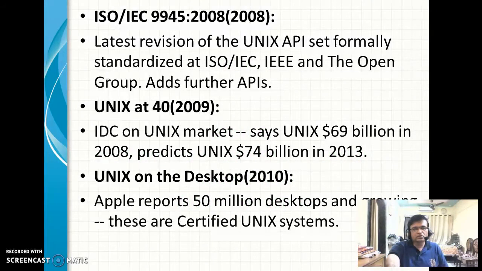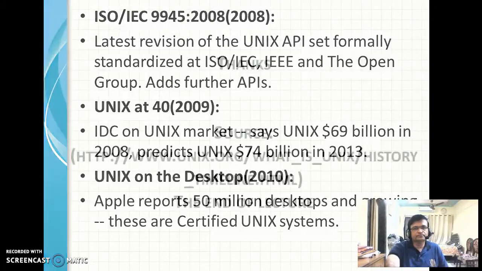Unix came onto the desktops in 2010. Apple reports around 50 million desktops and still growing. These are the certified Unix systems. So more than 50 million desktops might be there in the world.